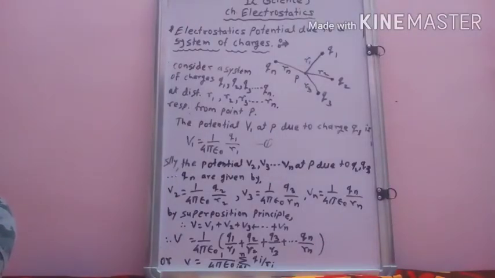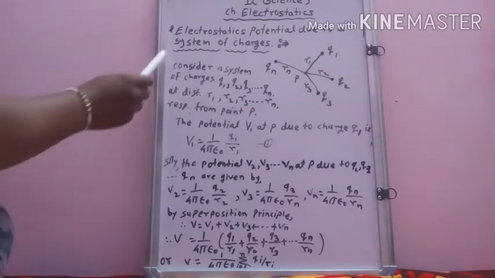Hello friends, in the last lecture we saw electric potential due to an electric dipole and electric potential due to a point charge, in which we determined the equation of potential or electrostatic potential. Today we will see the next topic, electrostatic potential due to a system of charges.